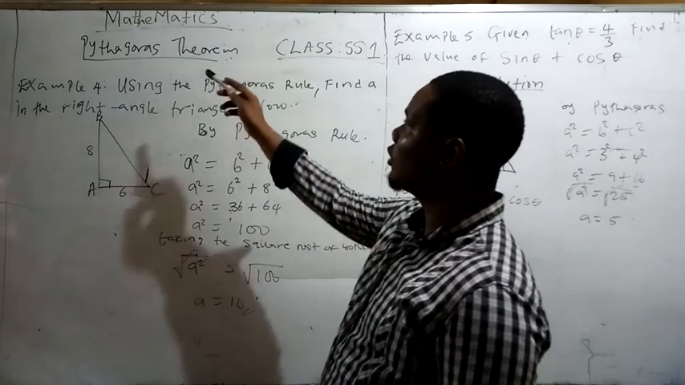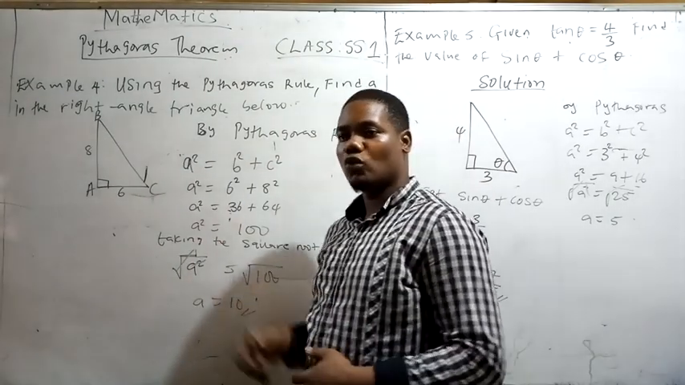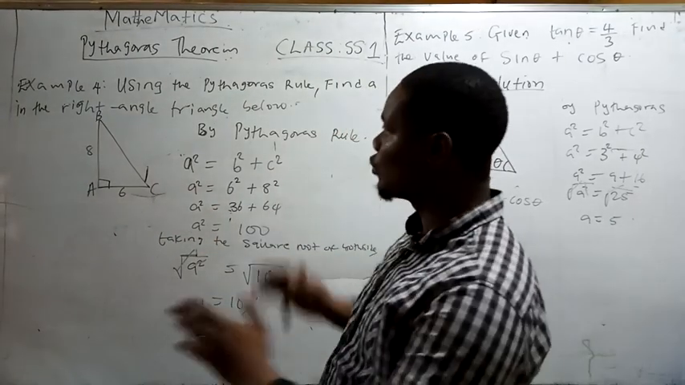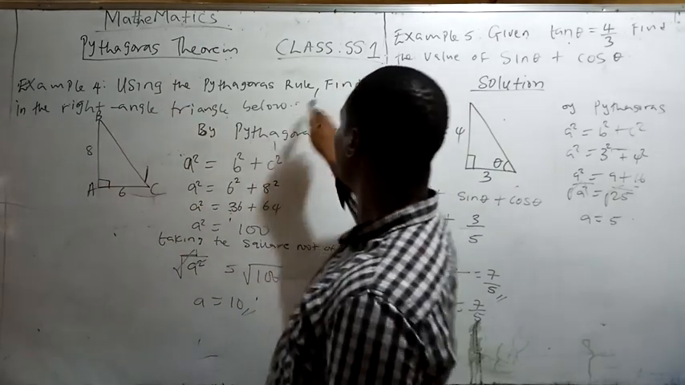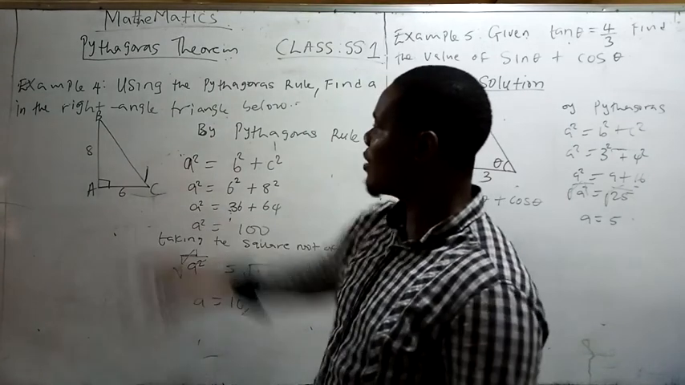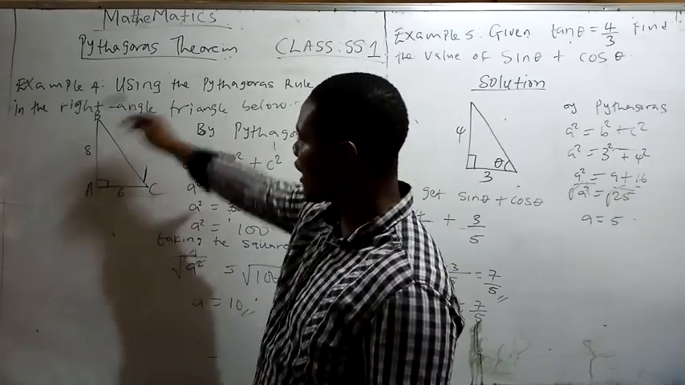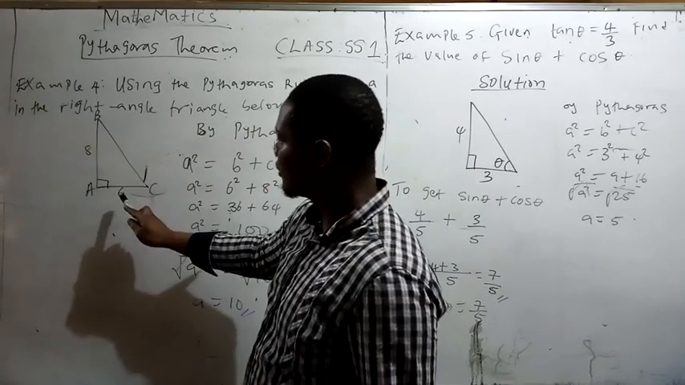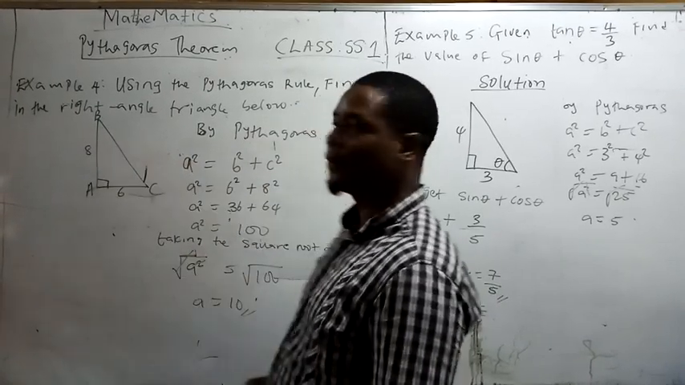Okay, having understood what the Pythagoras theorem is talking about, which says the square on your hypotenuse is equal to the sum of the square on the other two sides, we'll take an example. The example says, using the Pythagoras rule, find A in the right angle triangle below. We have our triangle here, triangle ABC, and we are given two sides. We are given side B and side C. We want to find side A.